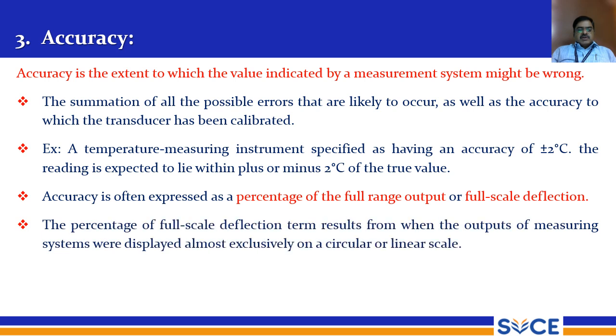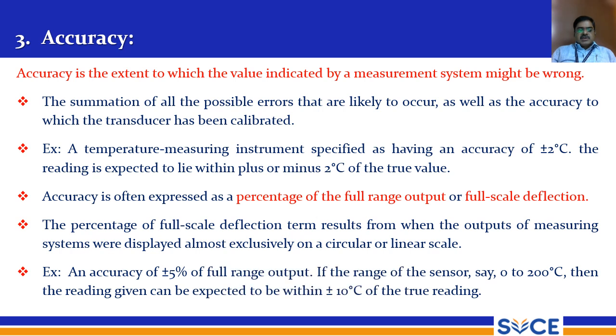Accuracy is normally expressed as a percentage of full range output, full scale deflection. Here plus or minus 5 percentage of full range output. It means that for 0 to 200 degree centigrade, 5 percentage of 200 will be 10 degree centigrade, plus or minus 10 degree centigrade of the true reading. So that is the accuracy of this particular instrument.